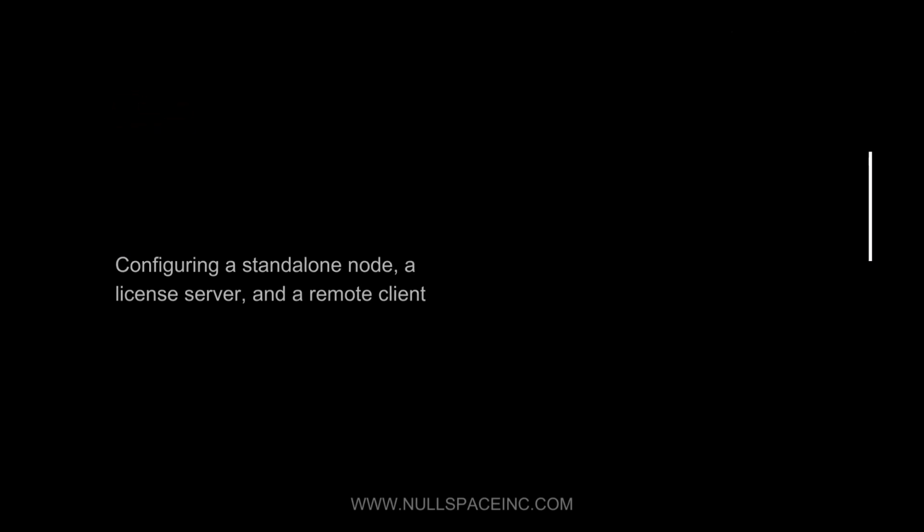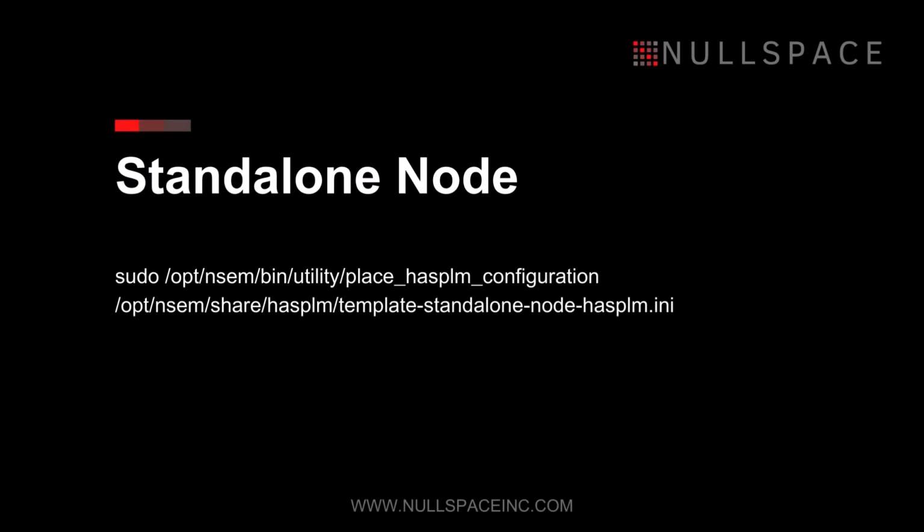A runtime environment for a standalone node does not communicate remotely. It communicates only locally with Nullspace EM. Therefore, remote licenses cannot be acquired and the requisite licenses must be installed on the designated machine. To configure a machine as a standalone node, execute the following command.